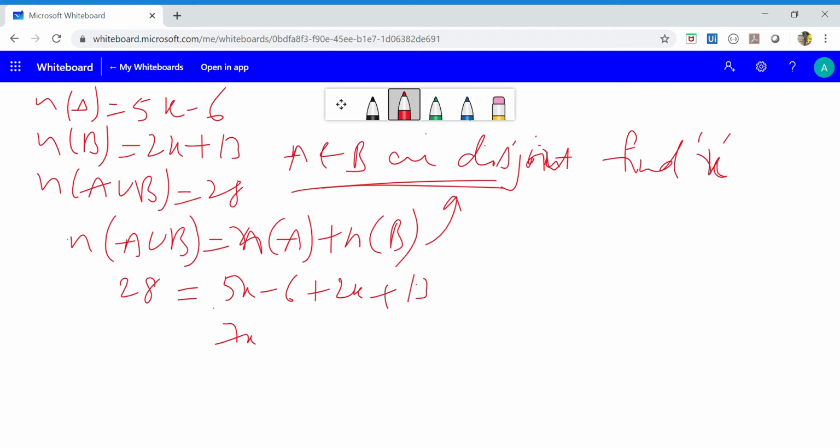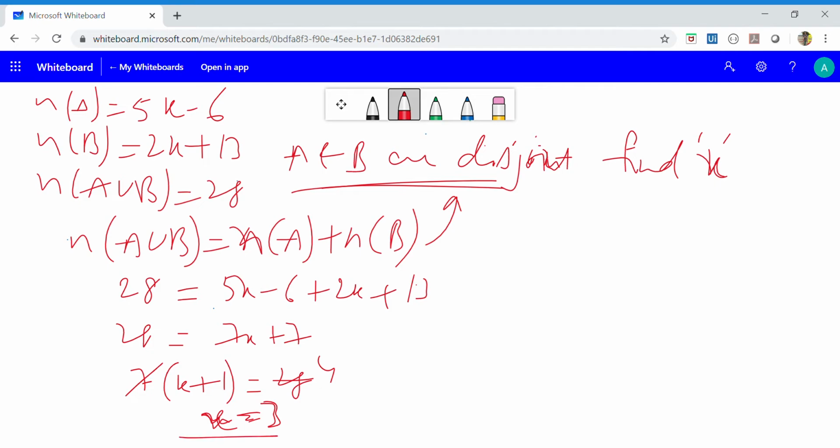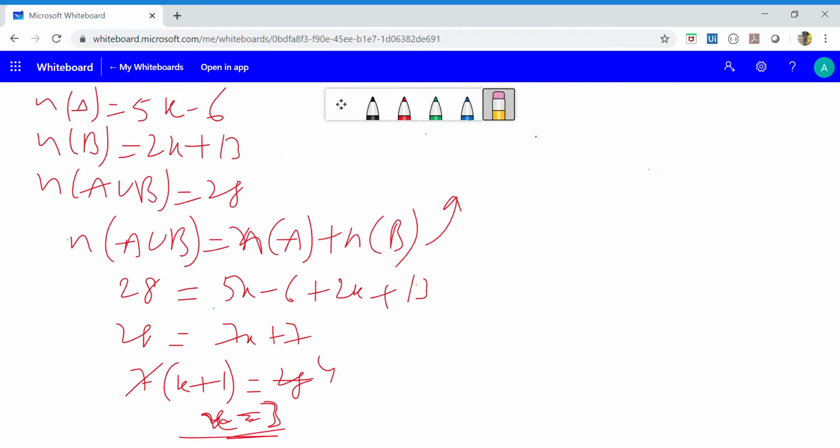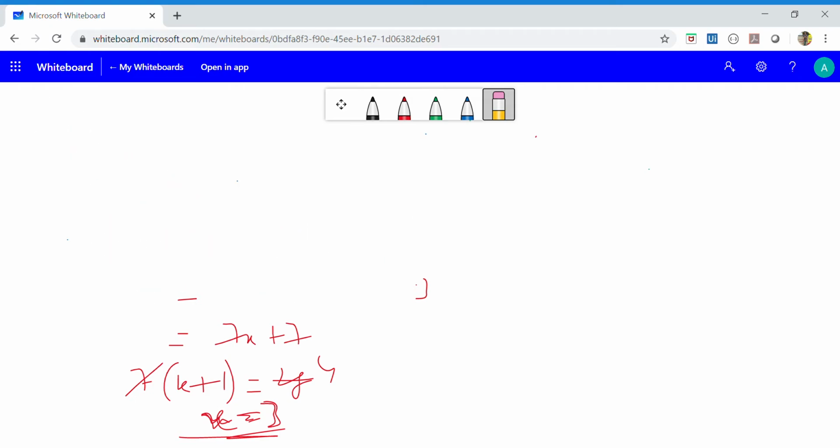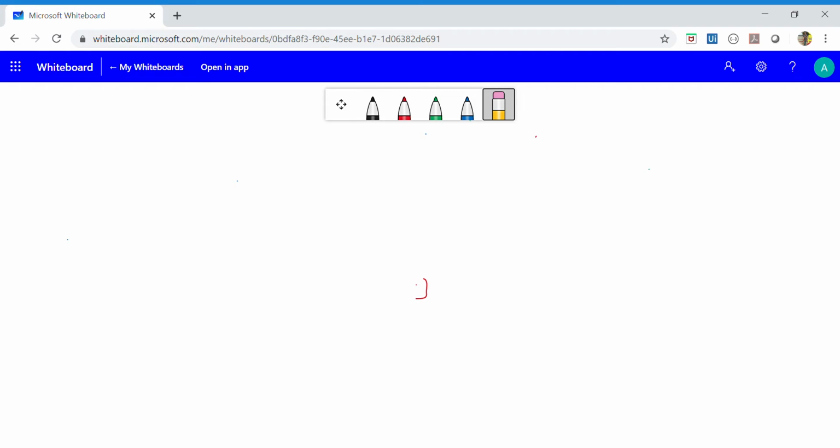7x plus 7 is equal to 28. 7 take it common. X plus 1 is equal to 4. X is equal to 3. Like that you can do. Disjoint sets are given, no? So disjoint sets condition you have to apply. If otherwise overlapping sets or joint sets are given, you have to get n of A union B is equal to n of A plus n of B minus n of A intersection B.